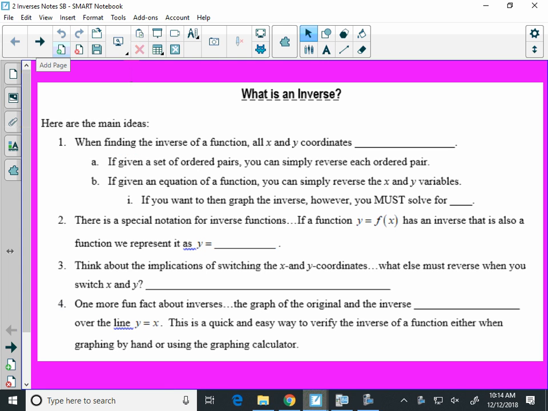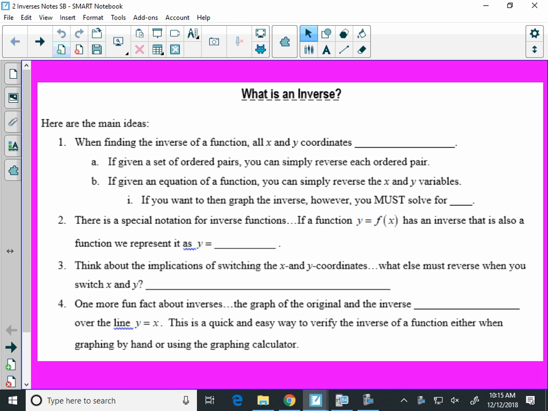This video is for the notes of Unit 2, Lesson 2. We're going to talk about inverses of functions. We're going to start this set of notes with some main ideas, some vocabulary, a bunch of words really, and then we'll jump right into what an inverse is and how to find that mathematically.